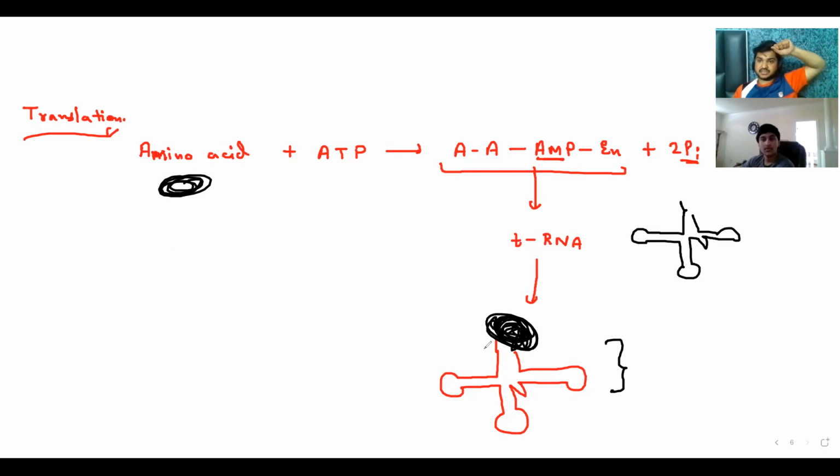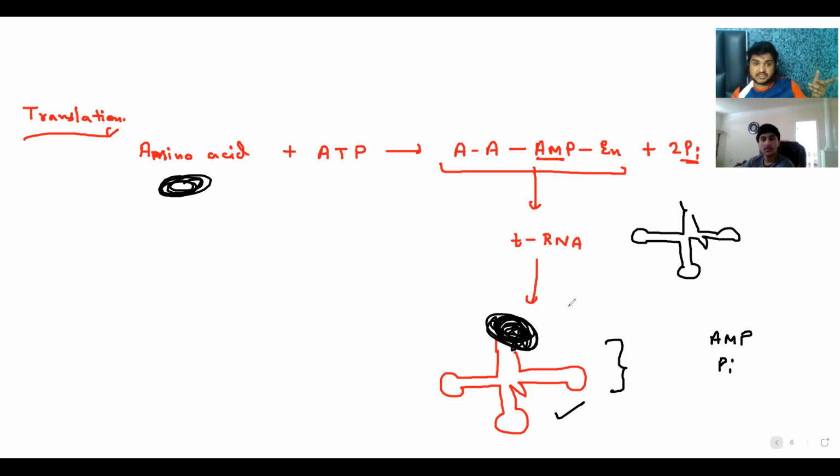Initially, the amino acid is this, tRNA is this. The amino acid takes the ATP and becomes a complex, and this complex combines with tRNA, and then the amino acid attaches. The rest of the portion will be removed, like AMP, and the single phosphate is also removed. Everything is utilized, and this is what we want.